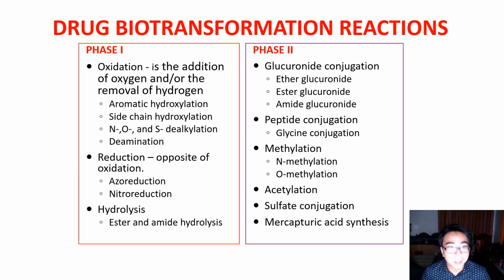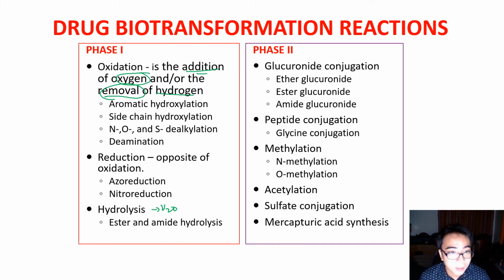So for phase 1 reactions, class, we have three processes. Okay, we have oxidation, reduction, hydrolysis. Oxidation is simply the addition of oxygen or the removal of hydrogen. While for reduction, it's simply the opposite. You're adding hydrogen or removing oxygen. And hydrolysis, of course, involves the use of water. Okay? Water ang ginagamit nating catalyst here to create a reaction. Such as in the case of ester and amide hydrolysis.